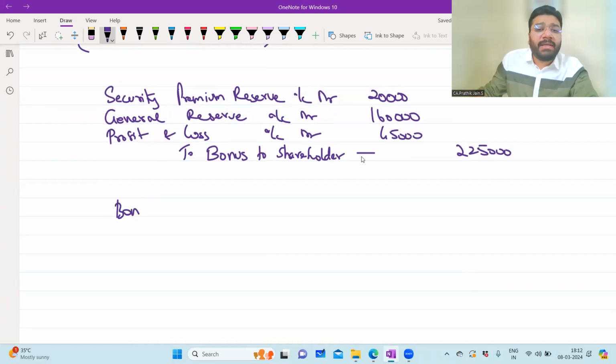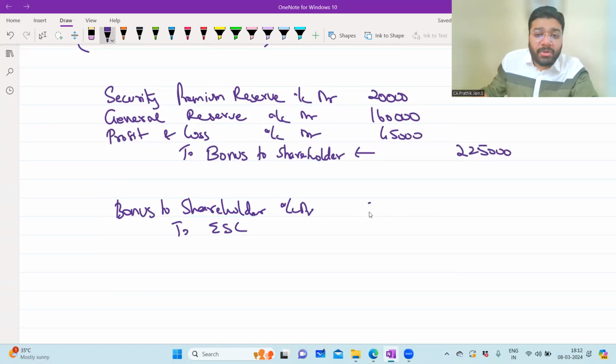Sir, this is a temporary liability that you have created. Now, what are you supposed to do? Cancel the temporary liability and create a permanent liability in the equity share capital account. So, bonus to shareholders is currently in credit. To cancel a credit, I have to give a debit. So, bonus to shareholder account debit to equity share capital 2,25,000 rupees.